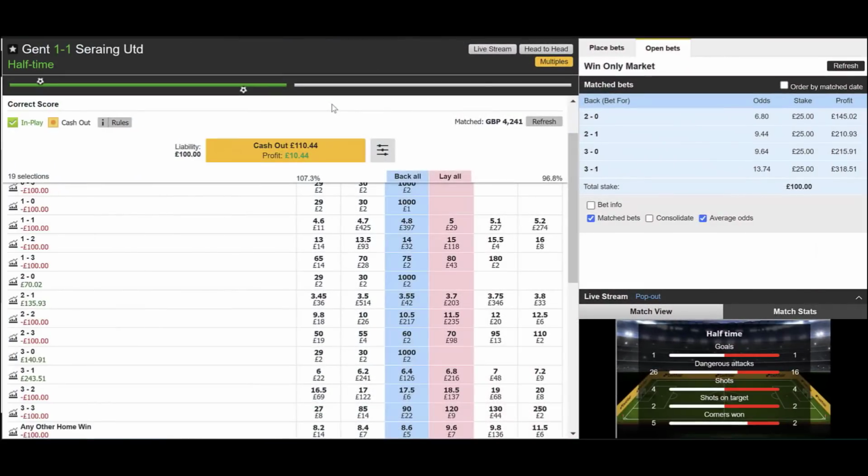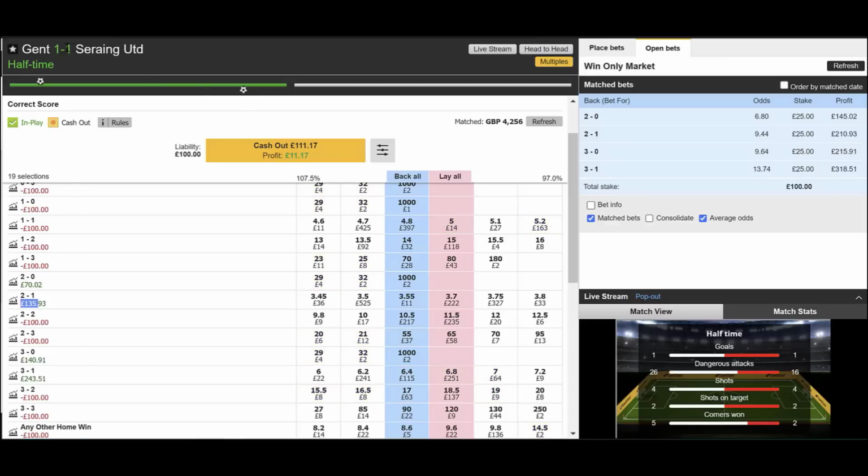So we're at half time in this one, and it is 1-1. Ghent took the lead, and that was all going to plan. However, spanner in the works, and Sereng United have equalised. So it's 1-1 at half time. That pretty much means that our plan B has to now kick in. We obviously covered 2-0 and 3-0. Those are impossible. They can't happen now. And so plan B is 2-1 and 3-1. The good news is we've got a bit more profit on those potential score lines. So let's see what happens.